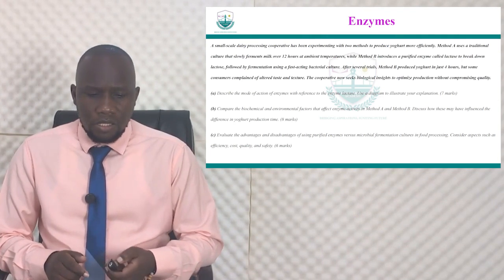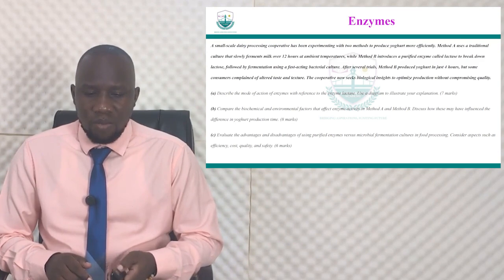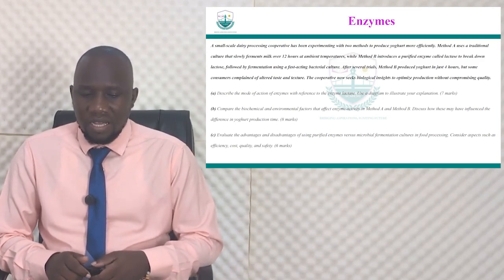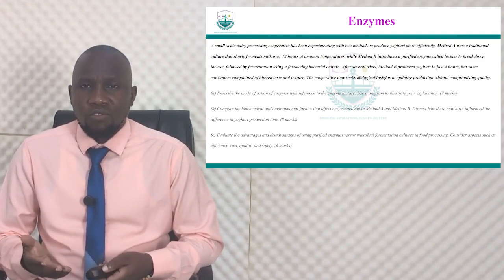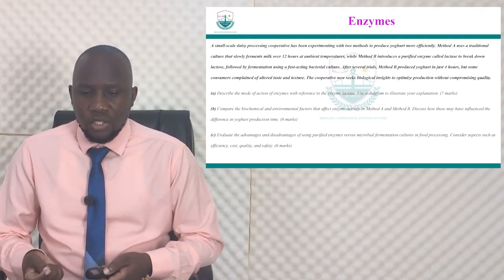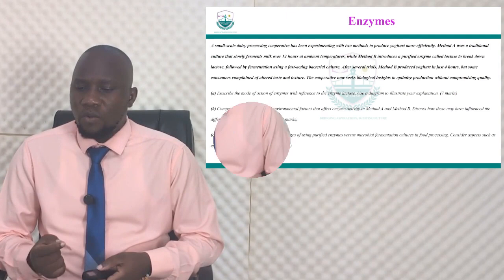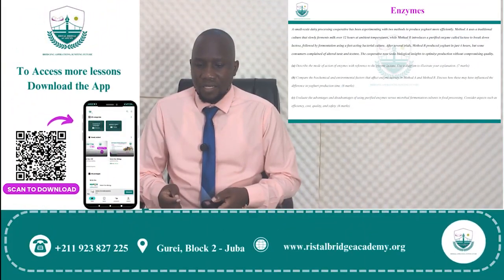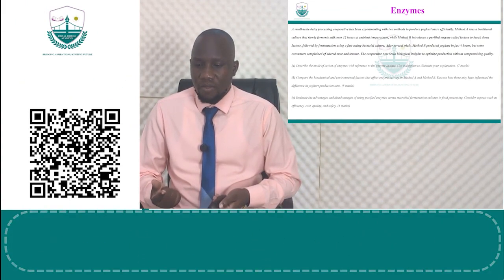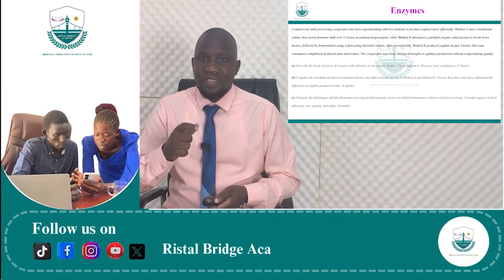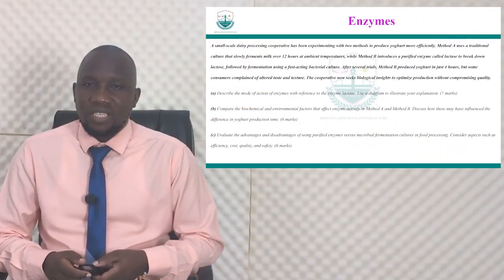And then part B, about the biochemical and environmental factors that influence enzymatic activity in A and B, and show how they influence. In this case, the factors that will influence the enzymatic action are the temperature, and then the media. How does the media come in? The media here, in case A, is the traditional culture. That is the medium through which you have the enzymes actually working.